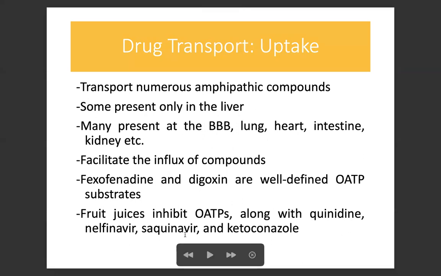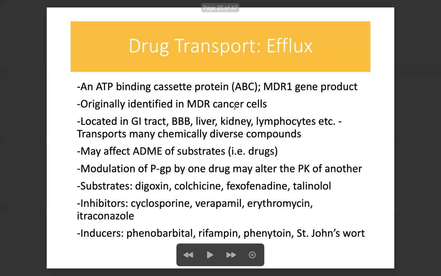Fruit juices inhibits OATPs along with quinidine, nilfinavir, sakinavir, and ketoconazole. So ano siya? OATP. ATP binding cassette protein.